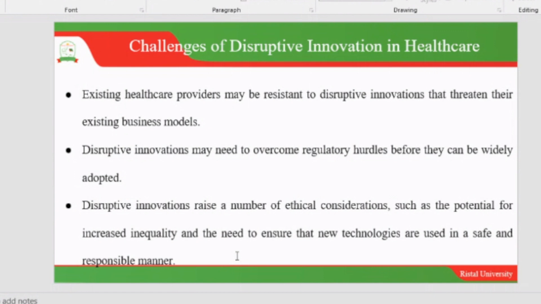Then they also raise a number of ethical considerations such as potential for increased inequality and the need to ensure that new technologies are used safely and in a responsible manner. We already talked about these robotic surgeries. Yes, they are very good and they minimize the invasiveness of conventional surgeries, but how many can afford them? Okay, so the question of inequality comes in.